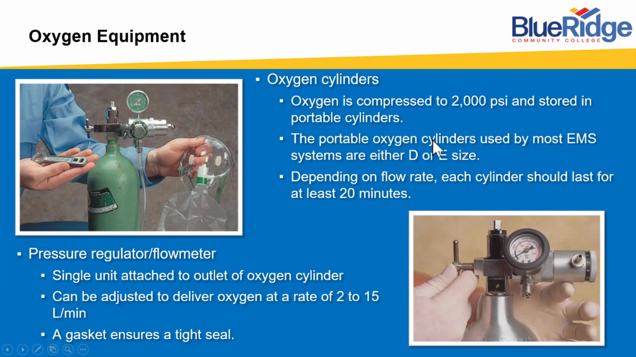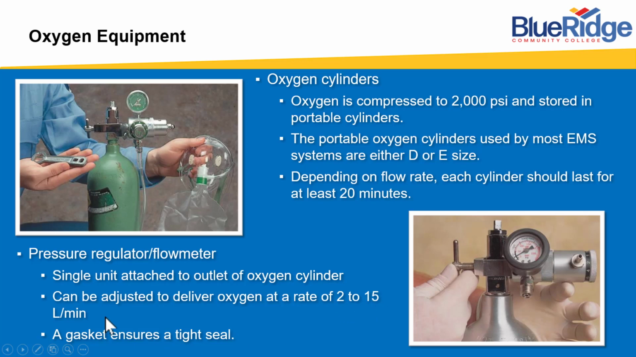Various sizes, but these are the most common that you will see. Depending on the flow rate of each cylinder, they should last you approximately 20 minutes. Looking over here on the left side or the right side of your screen is a pressure regulator or flow meter. It's a single unit that is attached to the oxygen cylinder, and it can be adjusted to deliver oxygen at a rate of 2 to 15 liters per minute.